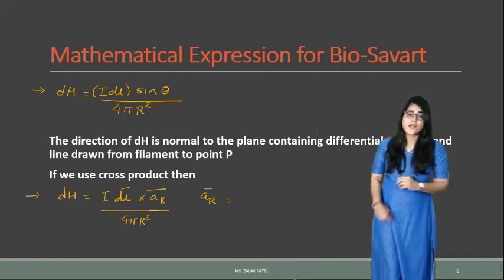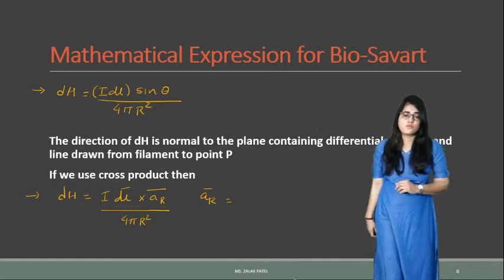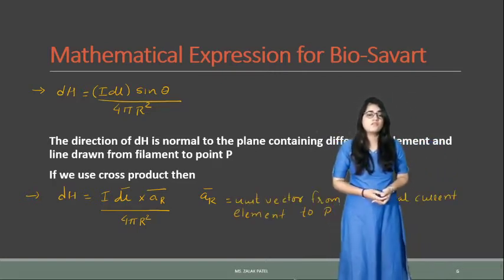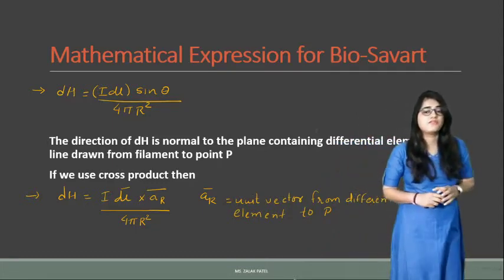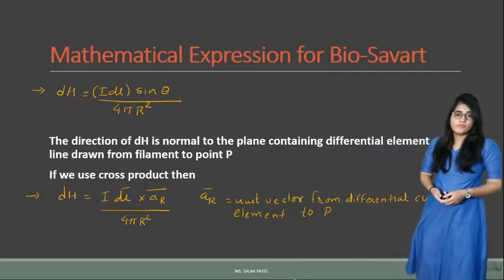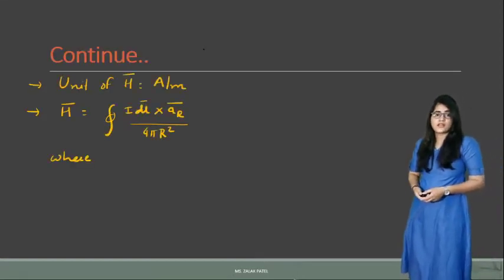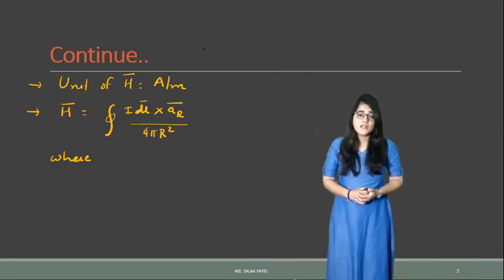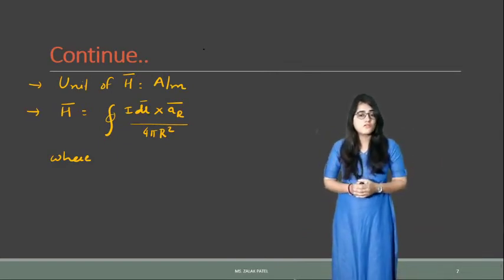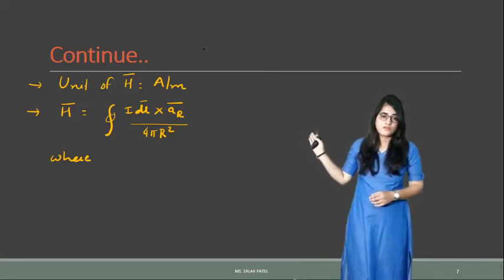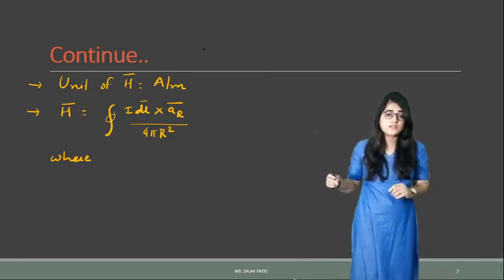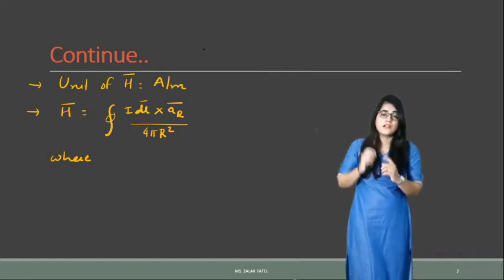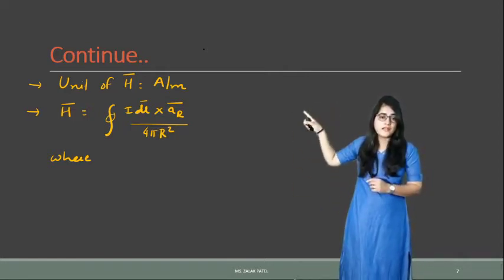Okay, so you can also write this equation in terms of cross product, where aR bar is the unit vector in the direction of the distance between the differential current filament and point P. So now this equation can also be written, because this is the differential field intensity. If we want the field intensity, we have to do the integration of the equation. The integration is a closed loop integration, because the magnetic field creates closed loops around the current, and that's why we have done the closed loop integration.